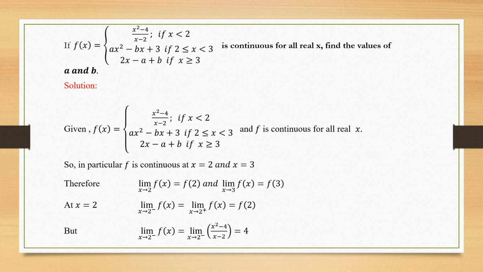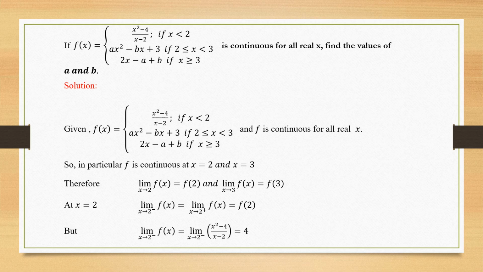What happens to the right limit? When the point approaches from the right side, the function value is ax square minus bx plus 3. At that particular point, if I substitute 2, I'll get 4a minus 2b plus 3. That will be considered as equation number 1. I'm repeating, if I substitute 2 in place of x in this function, I'll get 4a minus 2b plus 3. That is your first equation.